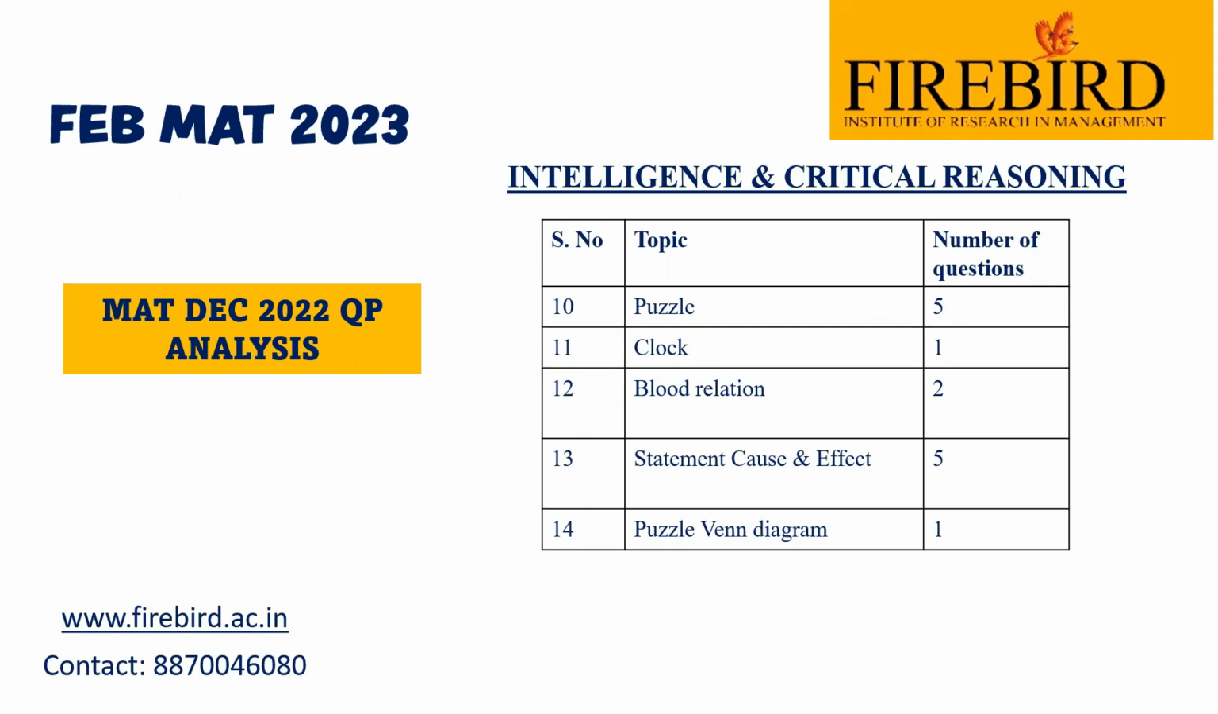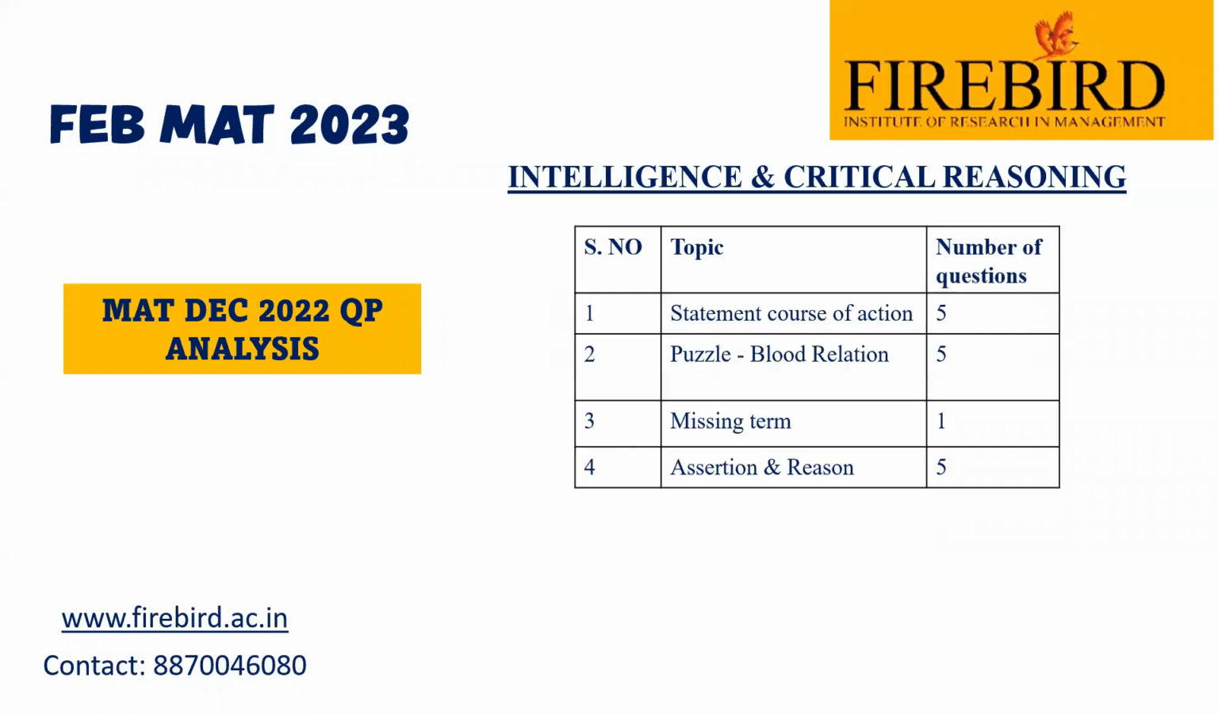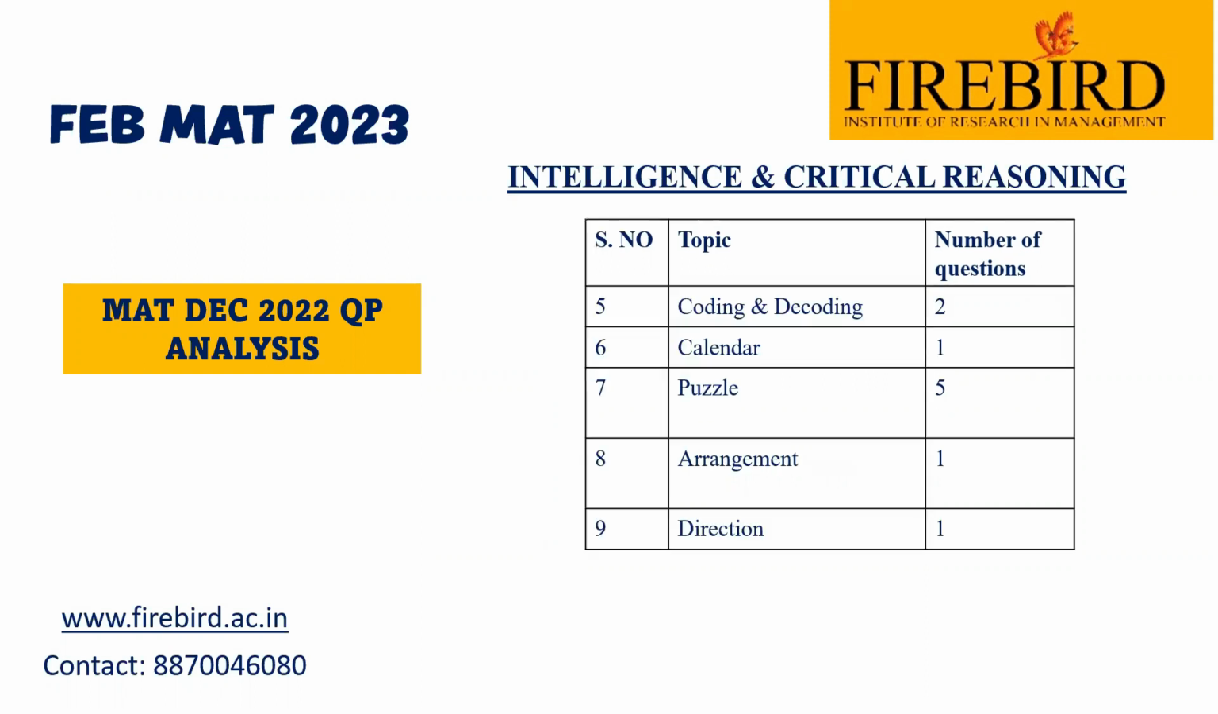In the December 2022 question paper itself, they asked blood relation for nearly 7 marks. Okay, so you can feel some confidence. However tough the question may be, you can solve blood relation if you know basic English. And apart from that, there were statement, course of action, missing term, assertion and reasoning, calendar, and coding and decoding, 2 questions.